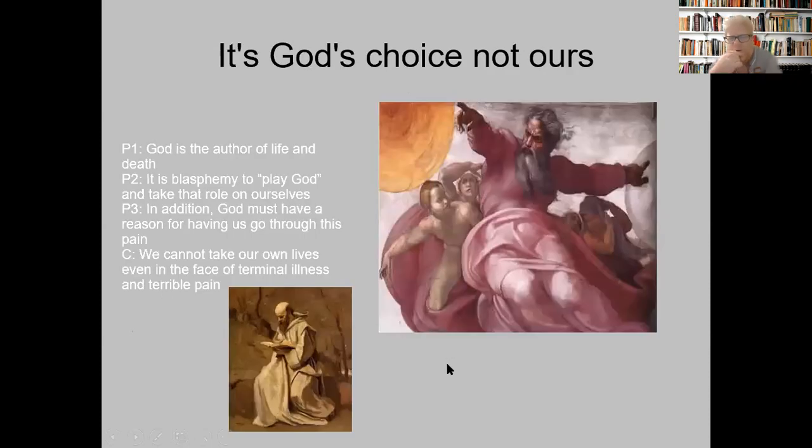This is an argument that is sometimes given. It's the third argument you saw there with Aquinas, and this is a religious argument. There are, of course, many people who object to assisted death on religious grounds. And the argument, I think, looks something like this. This is very similar to what Thomas Aquinas says. God is the author of life and death. It is blasphemy to play God and take that role on ourselves. In addition, God must have a good reason for us to go through all this pain. Nothing happens in contradistinction to the divine plan. And so we cannot take our own lives, even in the face of terminal and terrible pain.